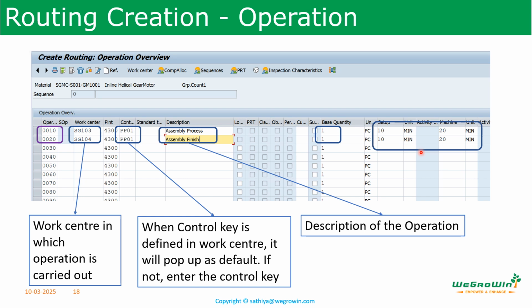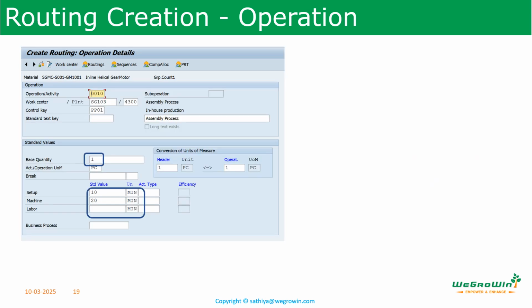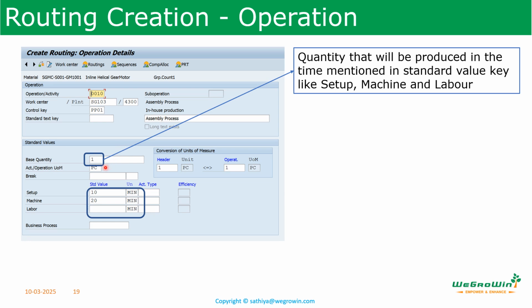Now let us double click on this operation, right? Double click on this operation. We go into this detailed discussion. Here you see the operation of 0010, and then we have the work center, control key, whatever entered there, they are appearing here. Now here you can see the base quantity, what we saw then, one number. That is the quantity that will be produced in the time mentioned as a standard value key, like a setup time or machine time or labor time.